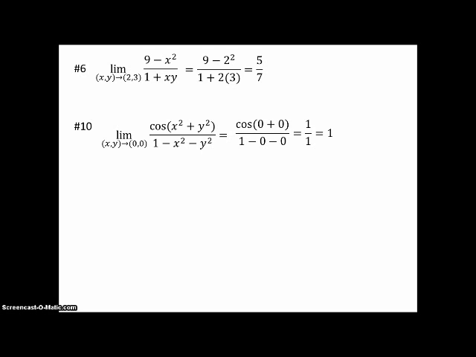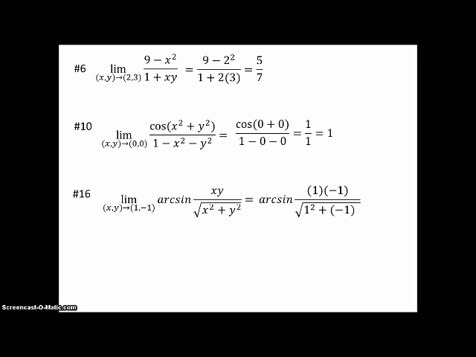Number 16, the limit as (x,y) approaches (1, negative 1) of the arc sine of xy over the square root of x squared plus y squared. And again, there really is no issue. The numerator of the fraction approaches negative 1 and the denominator approaches the square root of 2. And the arc sine of negative 1 over root 2 is negative pi over 4.